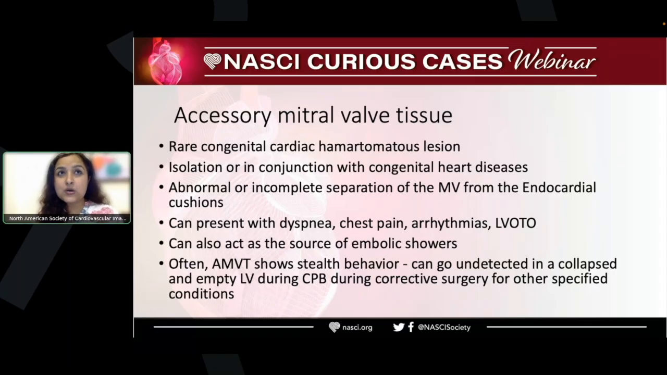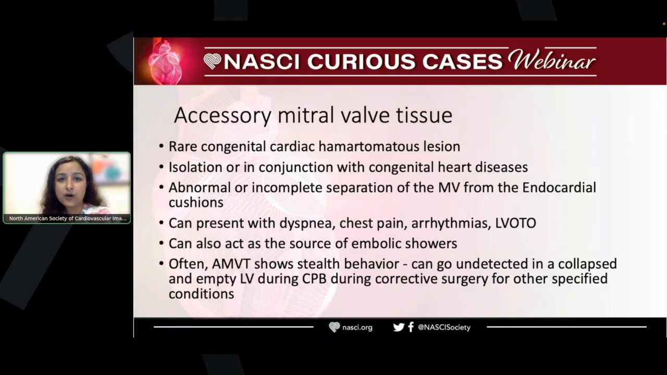So someone could ask, why was this tissue missed at that point of time? It is very common because accessory mitral valve tissue can show stealth behavior. Sometimes it can go undetected in a collapsed and empty left ventricle during the cardiopulmonary bypass that is instituted during the surgery. This is probably the reason this tissue was missed at that time. And over a period of time, as the patient grows, it prolapses into the LV outflow.